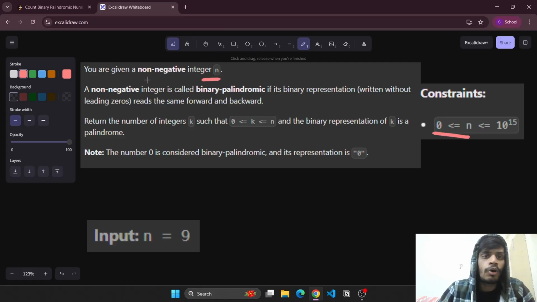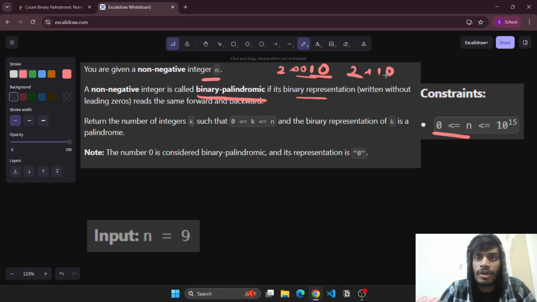Now we call this non-negative integer binary palindromic if its binary representation, written without leading zeros, is a palindrome. Suppose we have the number 2, then its binary representation without leading zeros will be 10. So we'll be avoiding leading zeros in the binary representation. If this binary representation reads the same forward as well as backward, then it is binary palindromic.